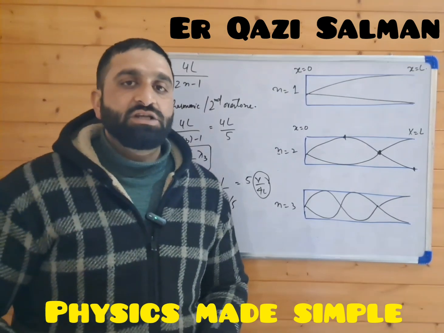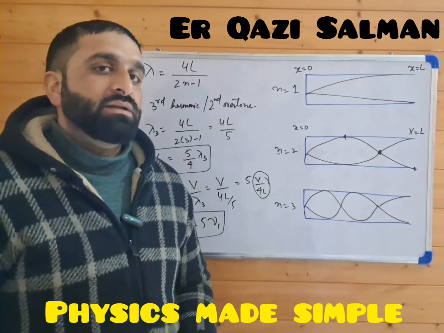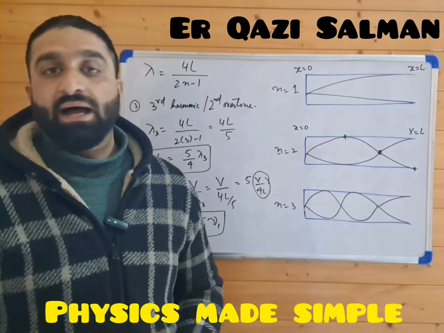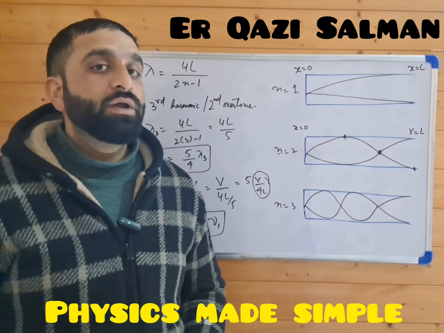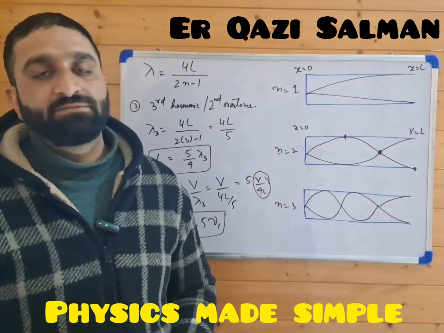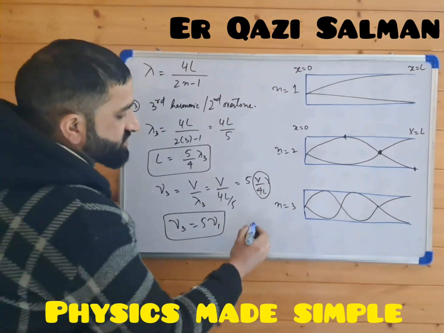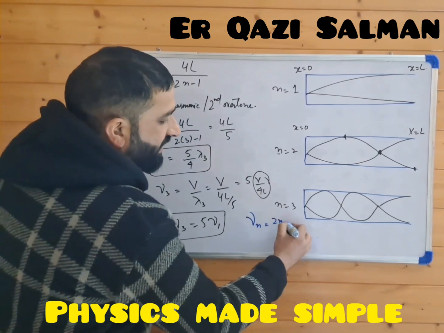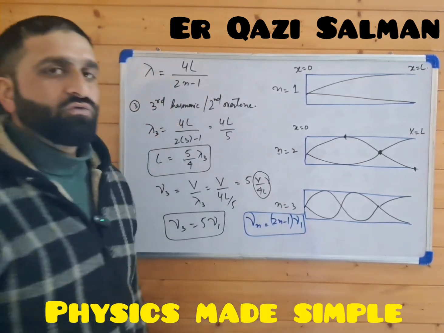From the discussion we see that the fundamental frequency is nu1. The frequency of the second harmonic is 3 times nu1. And the frequency of the third harmonic is 5 times nu1. That means we are having only the odd frequencies. Or we can say that to calculate the frequency of the nth harmonic, nu-n is equal to 2n minus 1 into nu1, where nu1 is the fundamental frequency.